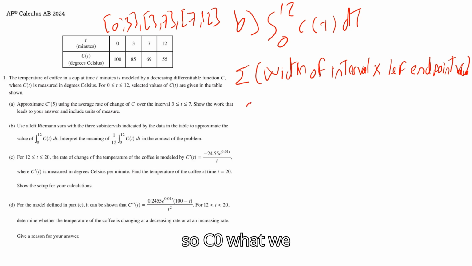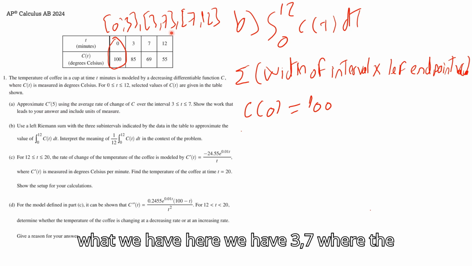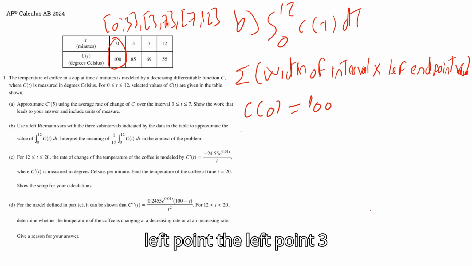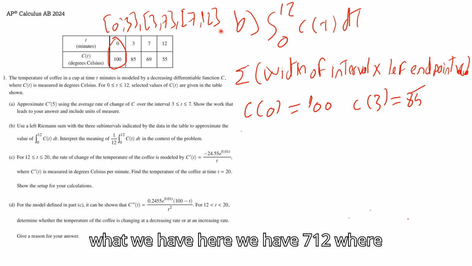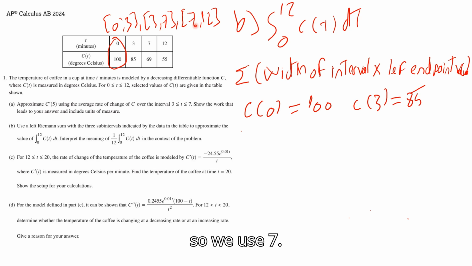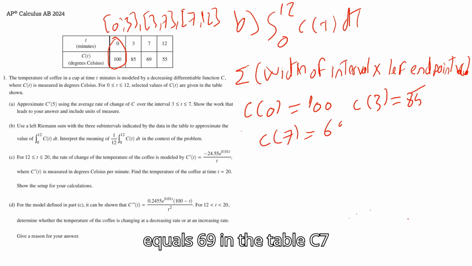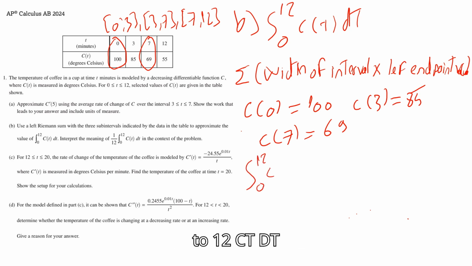So C(0) equals 100. For the interval 3 to 7, the left point is 3, so C(3) equals 85. For the interval 7 to 12, the left point is 7, so we use C(7), which equals 69 in the table.